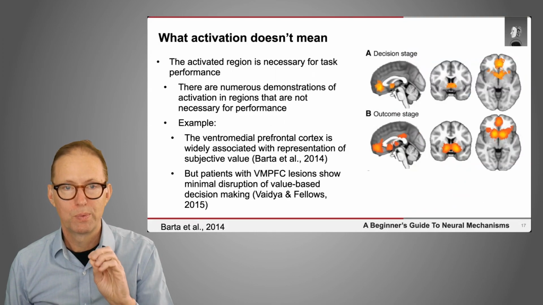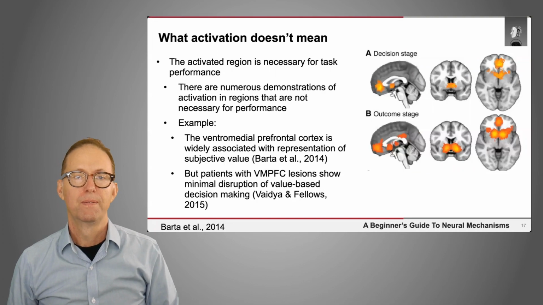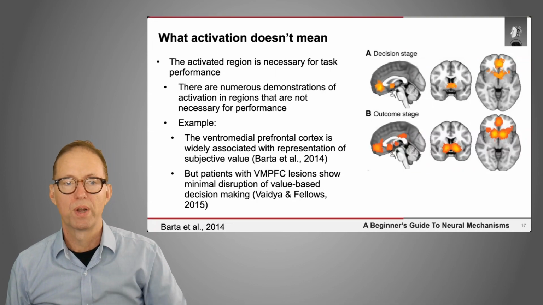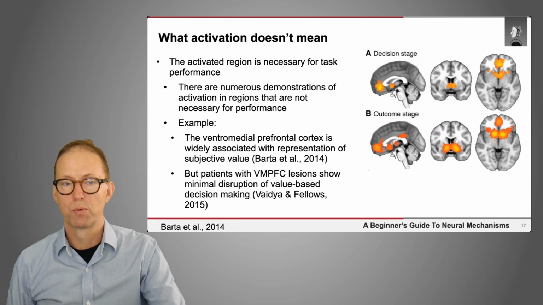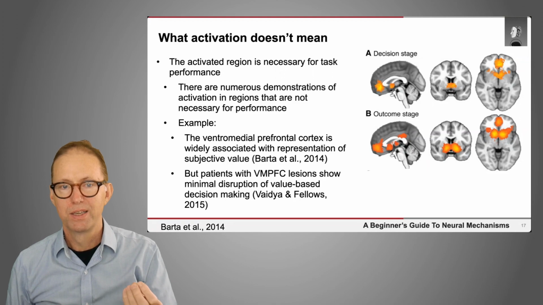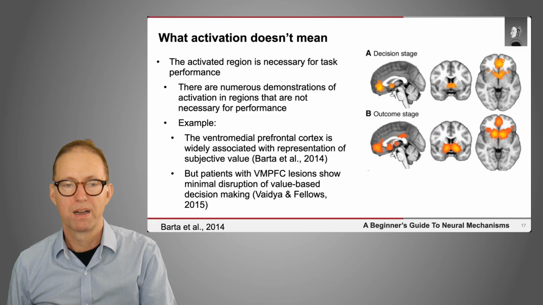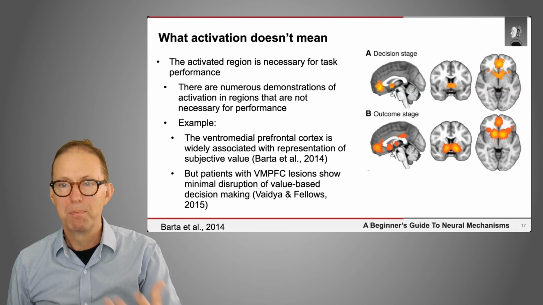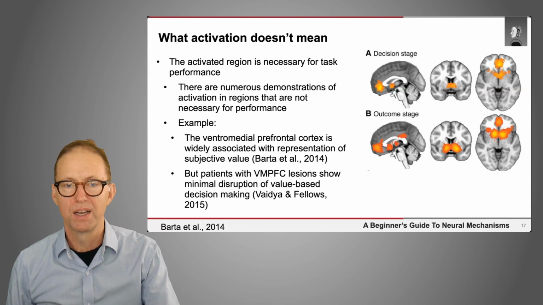We also can't infer when we see activation in a region that the region is necessary for task performance. And there are now a number of demonstrations of activation in regions that we know not to be necessary for performance. This is just one example. On the right, I'm showing you data from a meta-analysis by Bartra and colleagues that looked at activation patterns associated with the processing of subjective value, for example, different amounts of reward. And the ventromedial prefrontal cortex is very strongly associated across many studies with the representation of subjective value. However, studies by Lesley Fellows and colleagues of patients with lesions to this area show that their ability to perform the tasks that give rise to activation in this area is at worst minimally disrupted. They don't show the kinds of deficits that one would expect if this area was really the seat of value-based decision-making.